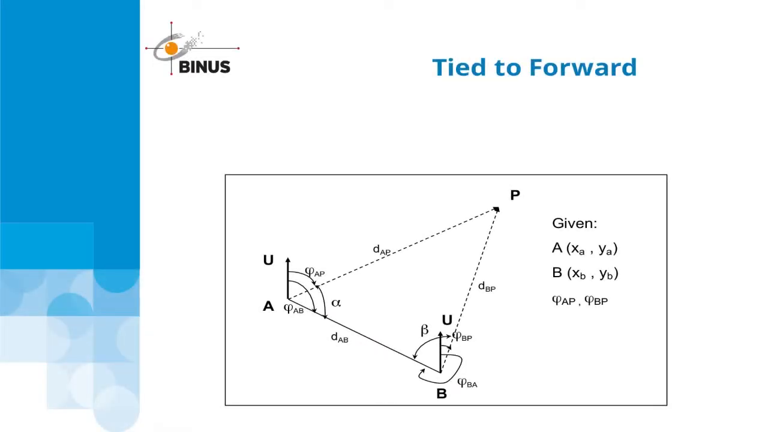Now we can also calculate a coordinate where two coordinates are given. This formula is called the tied to forward formula. The data needed is two coordinates, let's say point A and point B, the azimuth angle from point A to the unknown coordinate, azimuth AP, and the azimuth angle from point B to the unknown coordinate, azimuth BP.